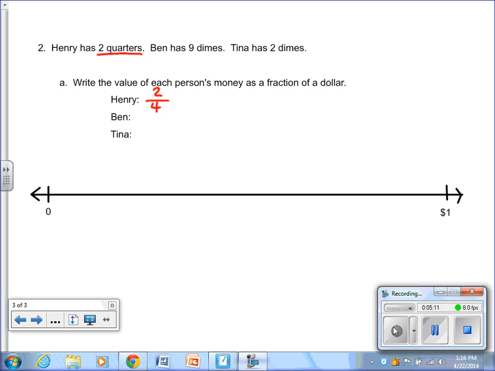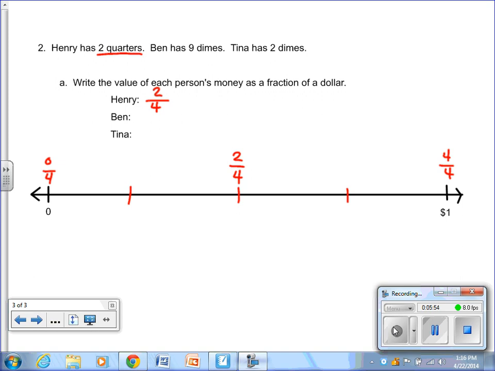Now I'm going to jump down to part B. Part B asks us to estimate to place that fraction on the number line. If I want to show where 2/4 is for Henry, what's my unit? That's right, my unit is fourths. So I've got to cut up this number line into 4 equal spaces. Now 0 becomes 0/4, and 1, or $1, becomes 4/4, or 4 out of 4 quarters. So where would 2/4 be? That's right. 2/4 would be right here.